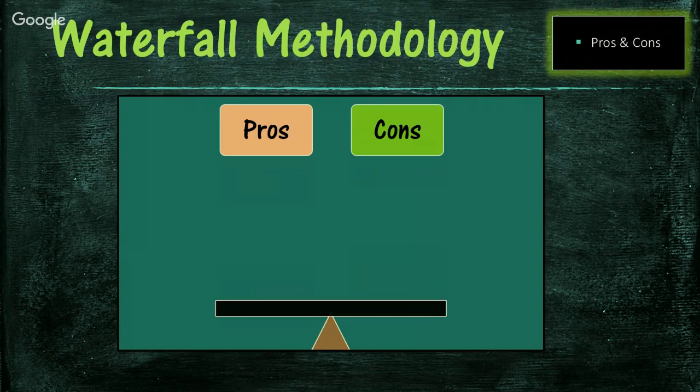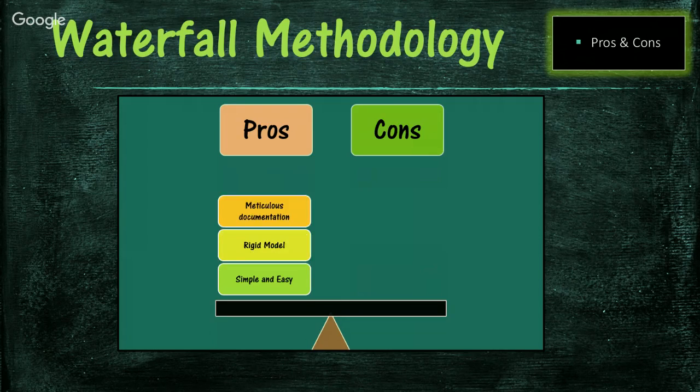The pros are the advantages of the waterfall model. It's simple and easy to understand and use. It's a rigid model, which means each phase has specific deliverables and review processes. Documentation and artifacts are meticulously maintained, and it is suitable for projects where requirements are well understood.